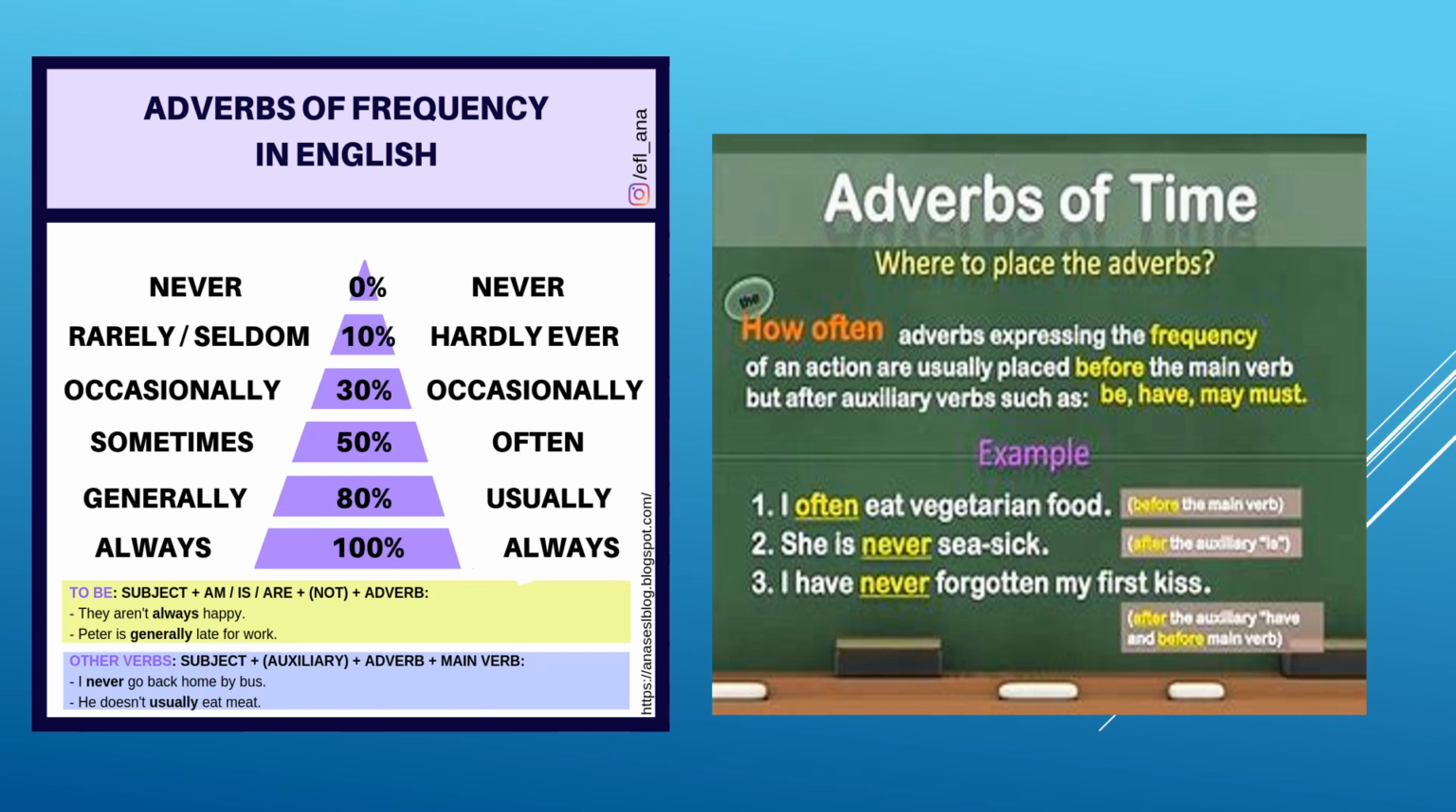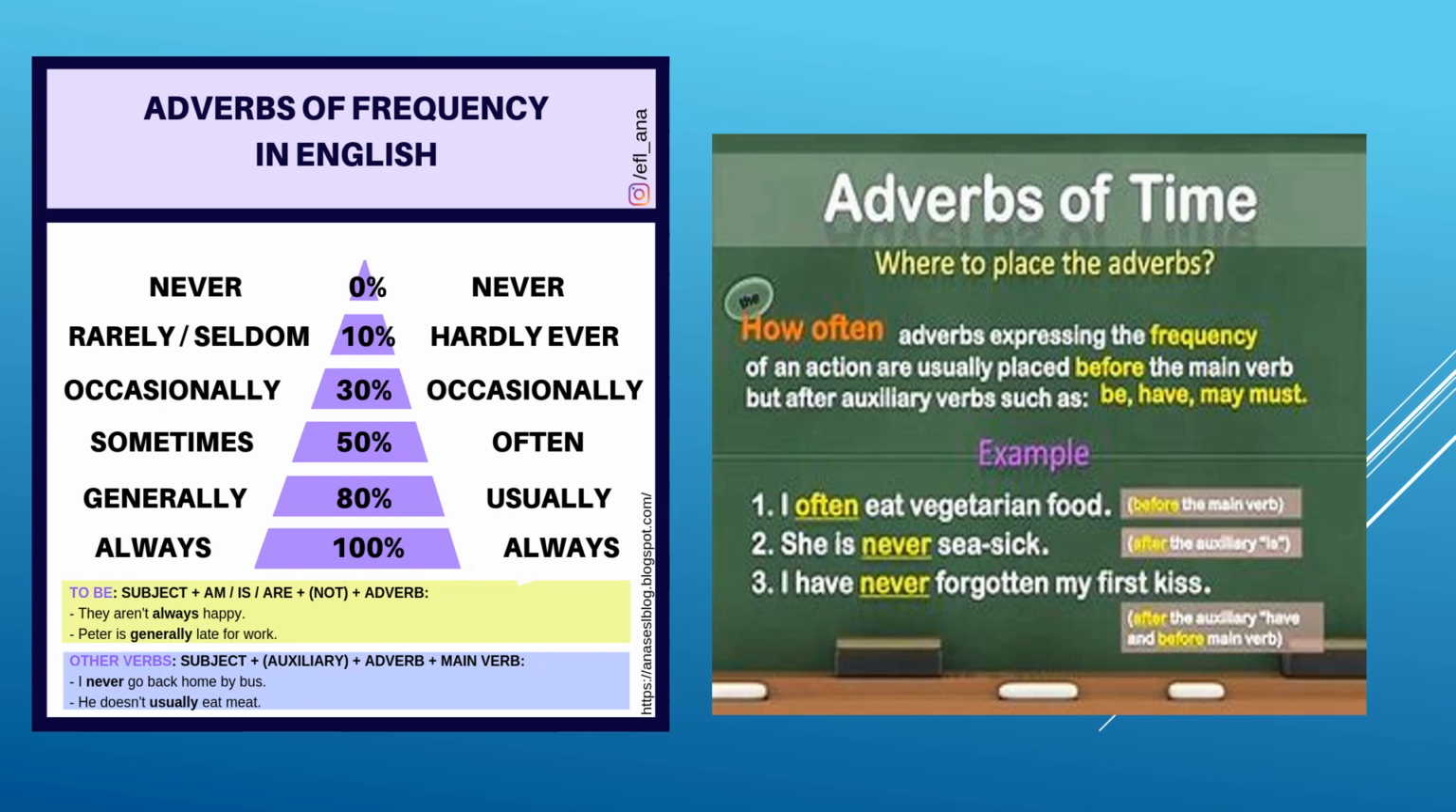Now, here you can see the adverbs of frequency. There is a pyramid. Always means 100%. Generally means usually. Sometimes means often. These are synonyms next to each other. Occasionally means occasionally. Rarely or seldom means hardly ever, and never means never. So both are correct. Don't get confused. Sometimes students are confused about the meaning of which adverb, so here are the meanings.